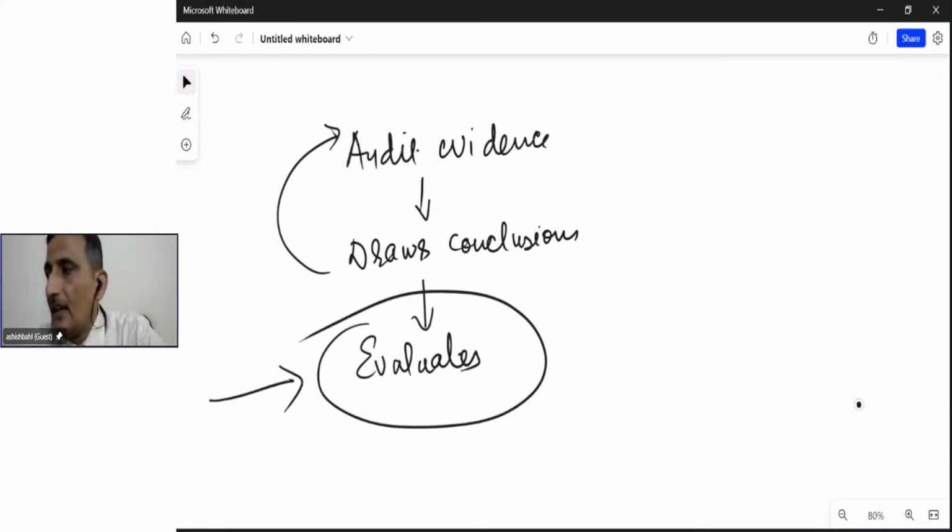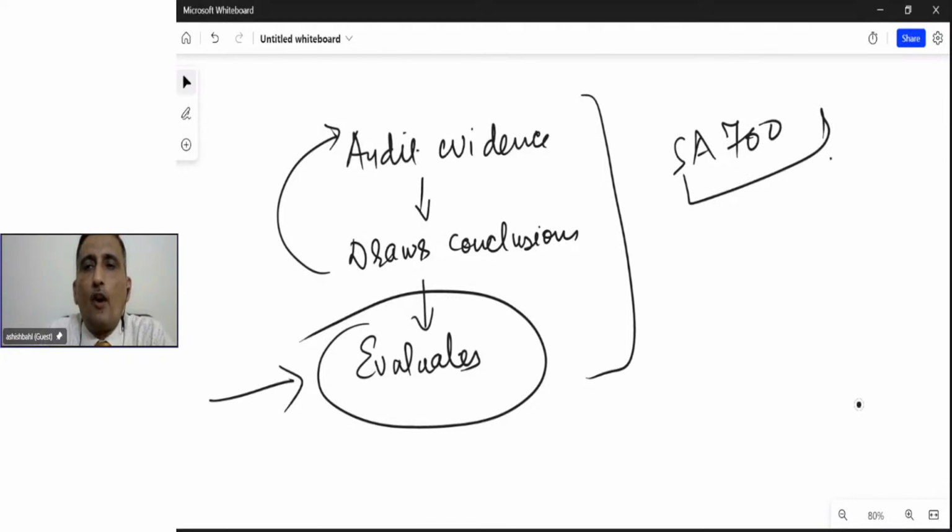You understand? To assess. He assesses what all he has obtained by doing all this exercise, what effect does it have on his opinion? He evaluates it. Okay, so guys, SA 700 relates to this very aspect.